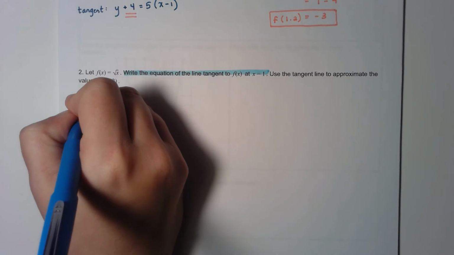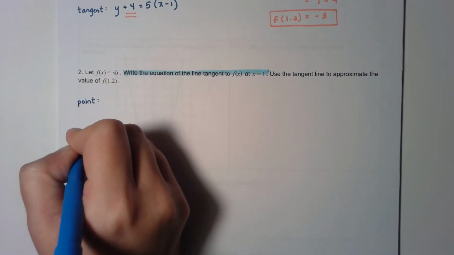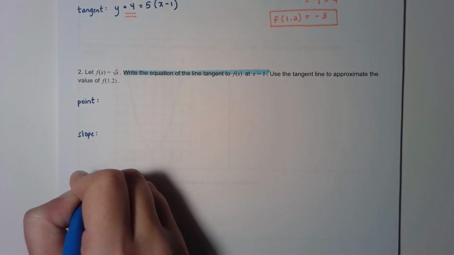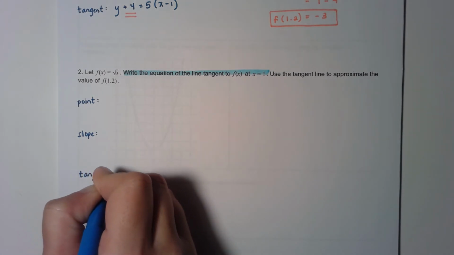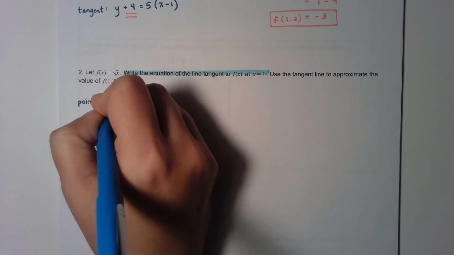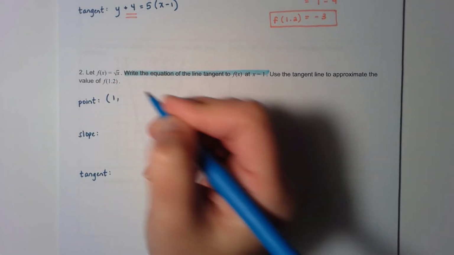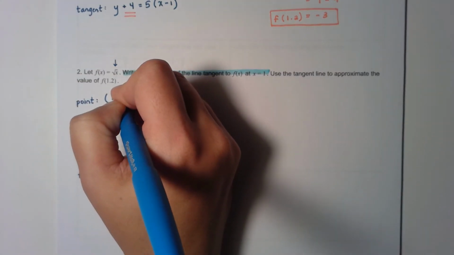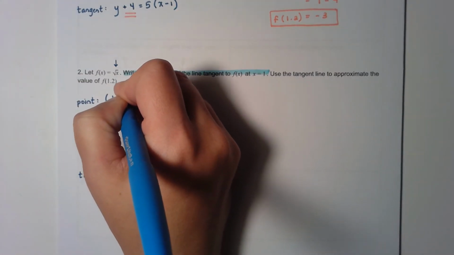So the first thing I need is my point, the next thing I need is my slope, and the last thing that I can do is my tangent line. For my point here, my x value is 1, and I'm going to calculate the y value by plugging it into the original function. So the square root of 1 is also 1.